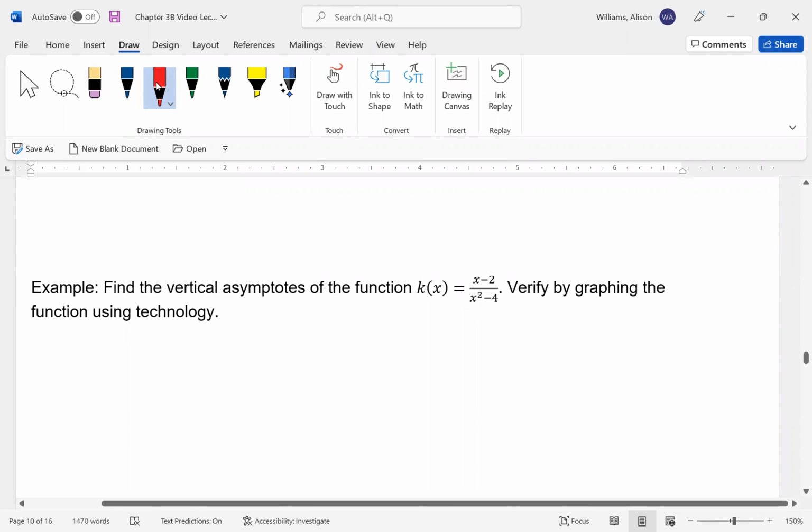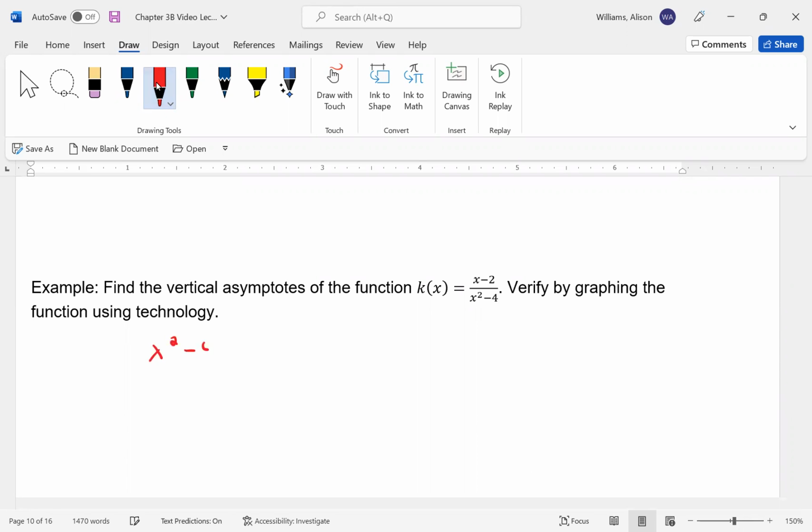So for this one, if we set the denominator equal to 0, and as you could see, they asked us to use technology, so there's probably something interesting that's going to happen here. Now, I could just add 4 and take the square root, but because we just did some factoring, I'm going to factor, and also because I know what's coming. If I factor it as x minus 2, x plus 2, then I get x equals 2 and x equals -2.